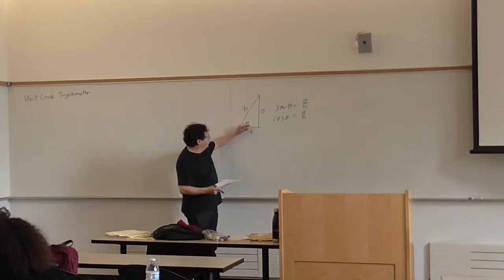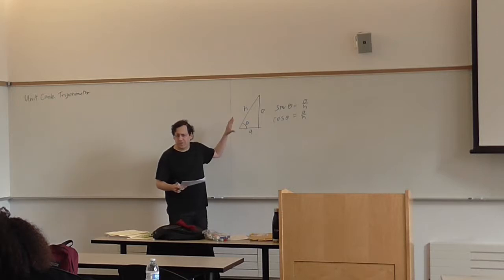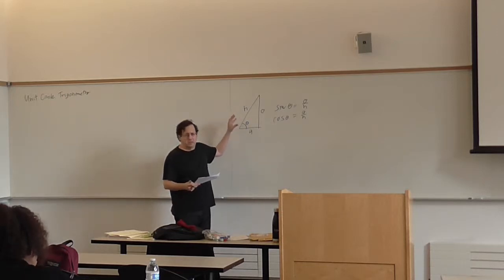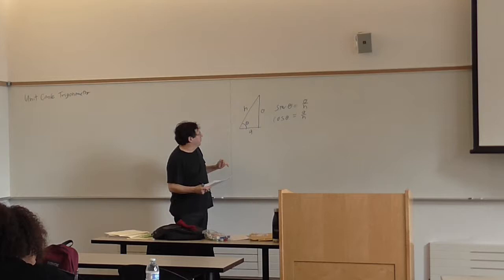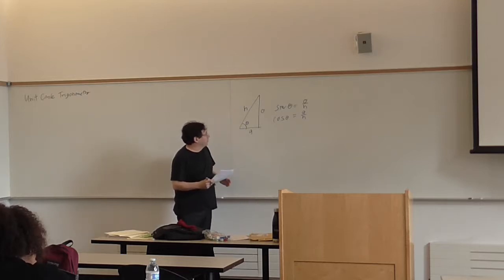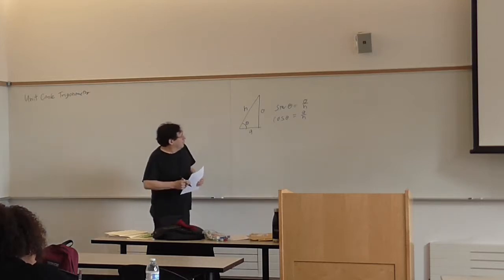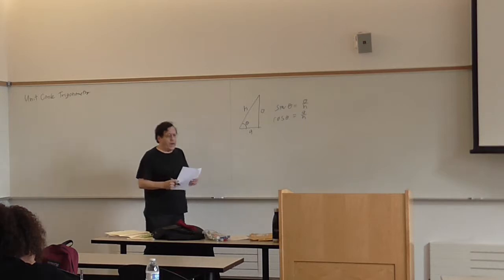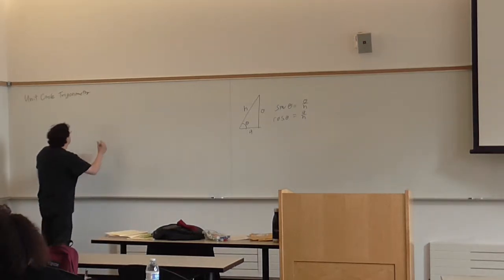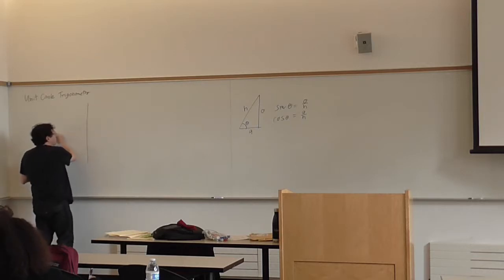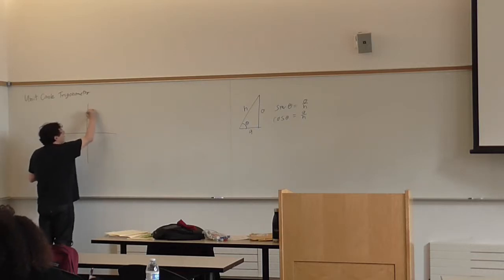But this only works for an angle between 0 and 90 degrees. And when I say between, I mean between. There's no sense of what sine of 0 and cosine of 0 are, nor of 90 degrees. So we're gonna go a little past that, and the way we do that, we start with a unit circle.